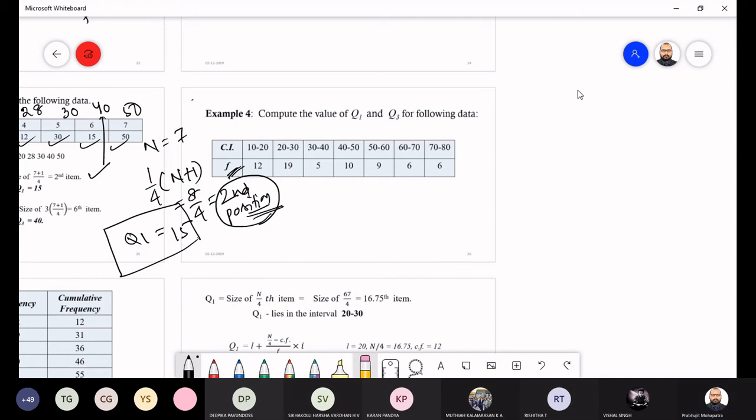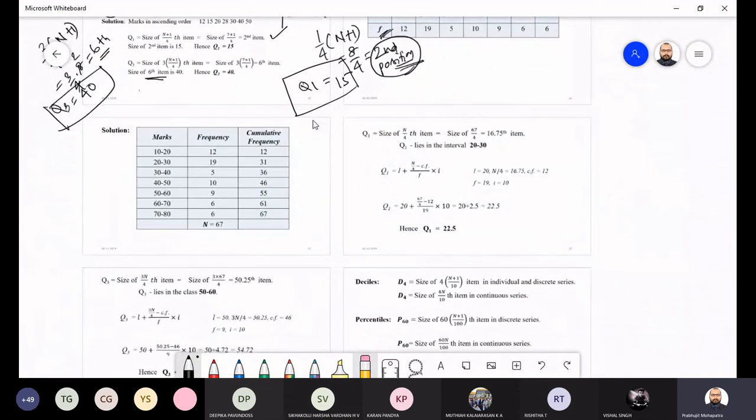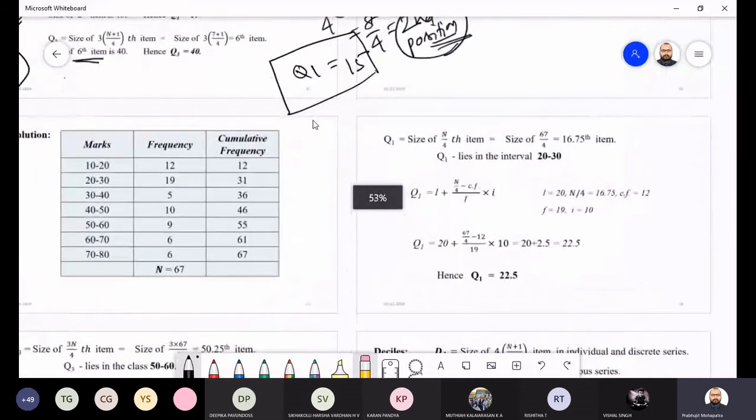How to know where Q1 is lying, where Q3 is lying? Exactly, we have to take the cumulative frequency. So you just add these frequencies and you make the cumulative frequency. The frequency that is given, now we added them. So we are now writing the cumulative frequency, and here n value is 67.